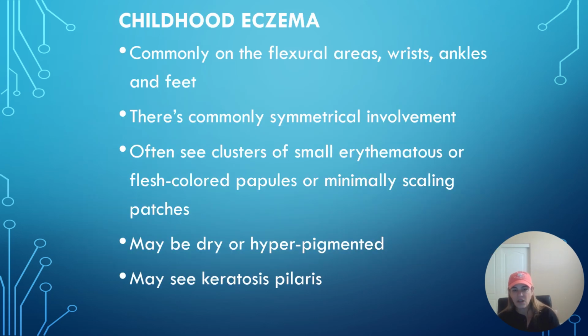So again, childhood eczema, which is different than infantile eczema, you will usually find in the flexural areas, in the antecubital spaces, the popliteal spaces, the wrists, ankles, and the feet. They are also commonly symmetrical. They can be seen in clusters, small erythematous or flesh-colored papules. They might be scaling or have a little bit of scaling patches. Their characteristic is usually that they're very dry, and they might be hyperpigmented. You might also see keratosis pilaris as part of this childhood eczema.